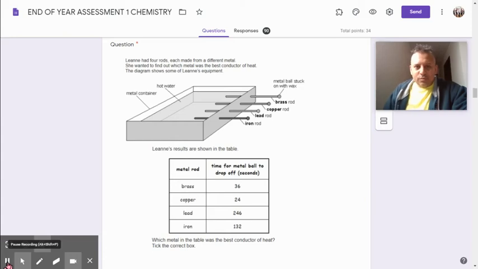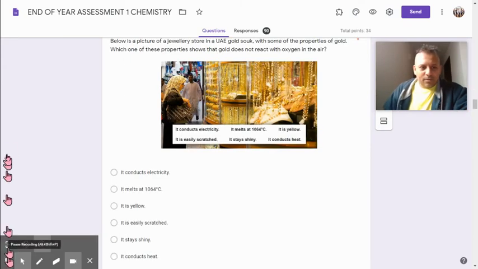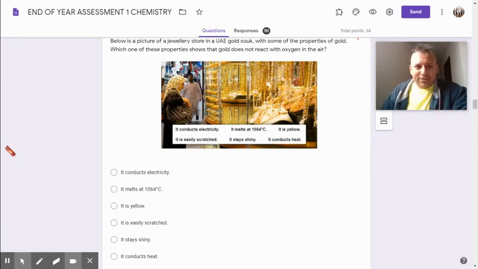The key to the next question was to realize that the quicker the conduction in the metal rod, the faster the wax would melt. So if the wax melted, then the metal ball stuck on with wax would then drop. And that would mean that the fastest conductors of heat would actually have the metal ball dropping in the quickest time. So the answer to this question was copper. Now, this was a lovely question next, based on the gold souks in the UAE. And the one that shows that gold does not react with oxygen in the air is that it stays shiny.